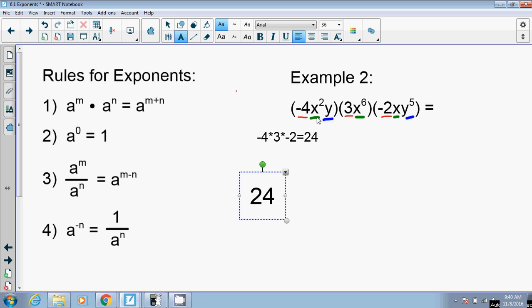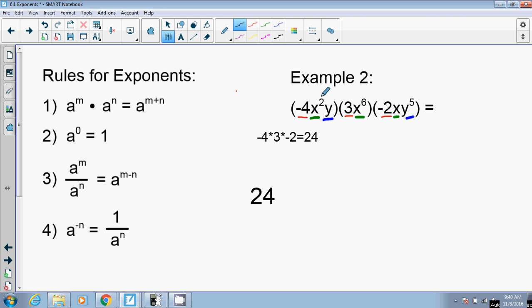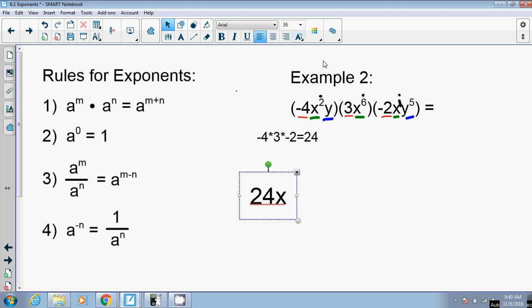Go through now and multiply. Remember, we're multiplying these expressions together. So we're going to combine the x's. And if we're multiplying the x's, all we're going to do is add their exponents. This x has an exponent of 2. This x has an exponent of 6. And then technically this x has an exponent of 1. It's just not written in. So 2 plus 6 plus 1 is 7. So we have 24x to the 7th.